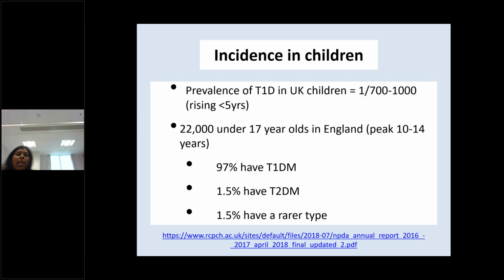So how about the incidence? As we discussed earlier, the majority of them, 97%, have type 1 diabetes, and the rest is shared between type 2 and rare forms of diabetes. And the prevalence is about 1 in 1,000, and as we go along, we see an increasing rise in incidence in children less than 5 years of age.